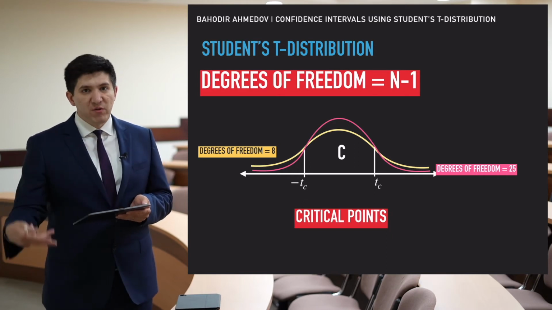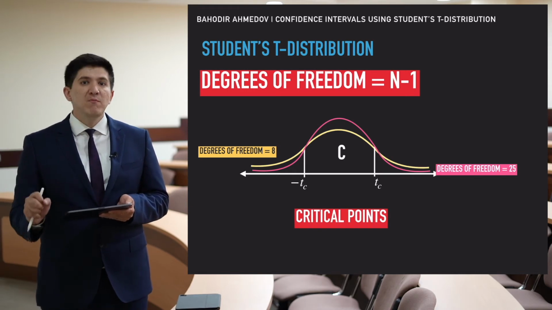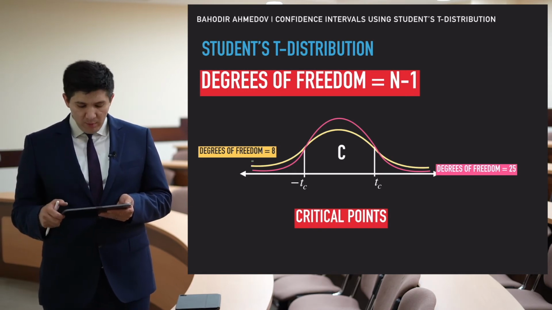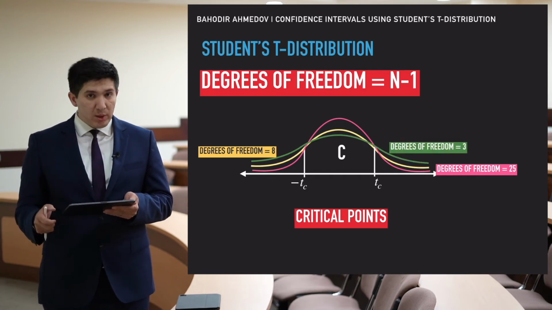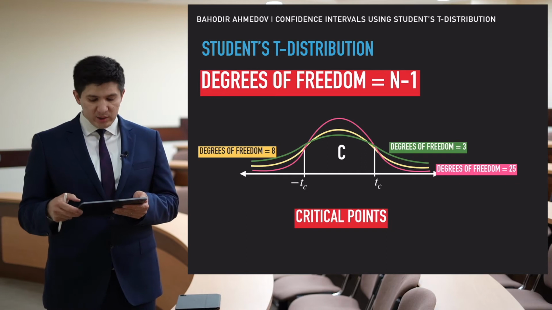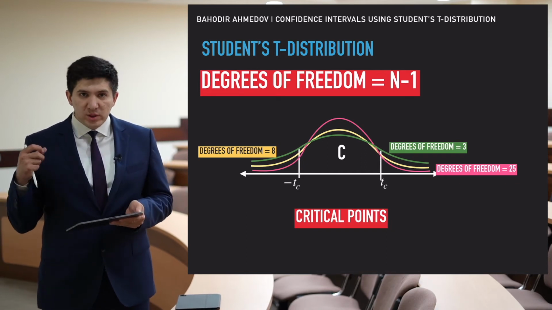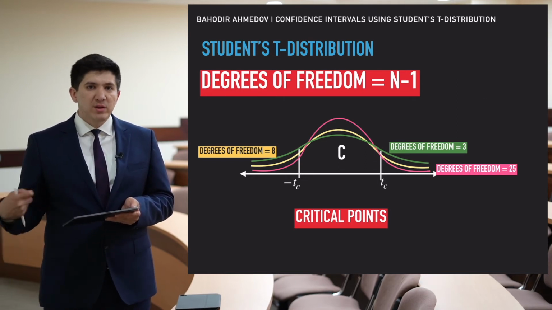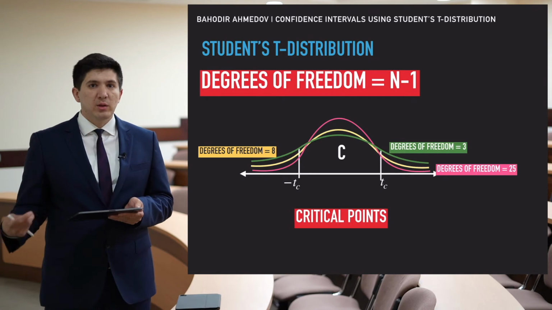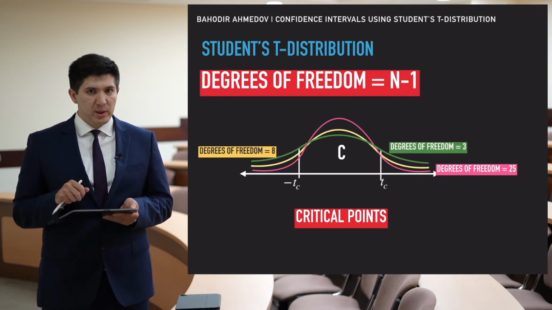So you're going to have different critical points depending on the curve as well, for the same value of the confidence level. For example, if the degrees of freedom is equal to 3, the curve is going to be even lower. In this case, your critical points are going to be even wider, right? So for the same value of c, let's say 0.9, you're going to have different and different critical points depending on the degrees of freedom, depending on the sample size.